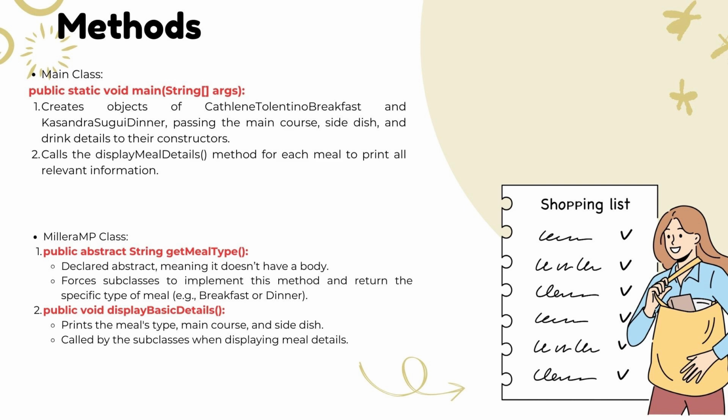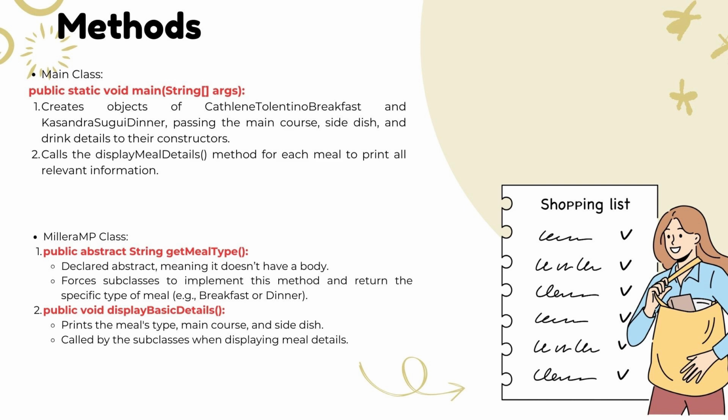Abstract indicates that this method does not have a body in the current class and must be implemented in a subclass. String get meal type means this method will return a string and it is expected to give the meal type when implemented in a subclass.